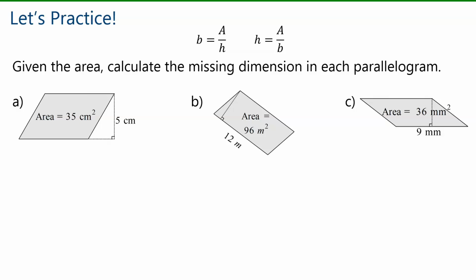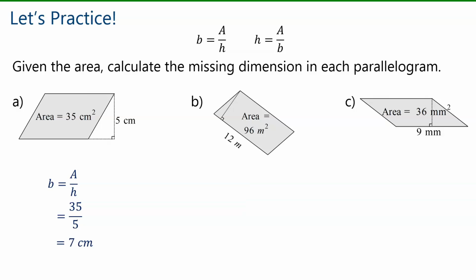So for A, I'm given the area to be 35 square centimeters and the height to be 5. So I'm looking for the base. So I'll divide the area by the height to give me a base of 7 centimeters.